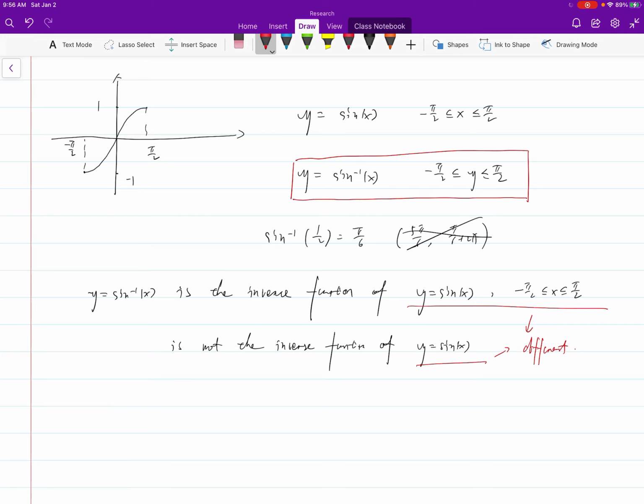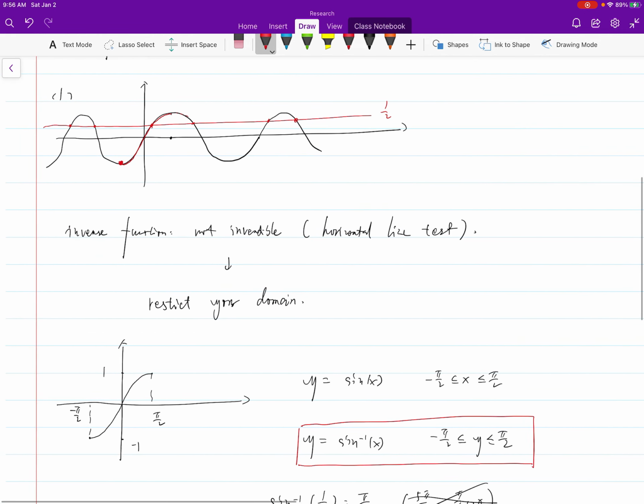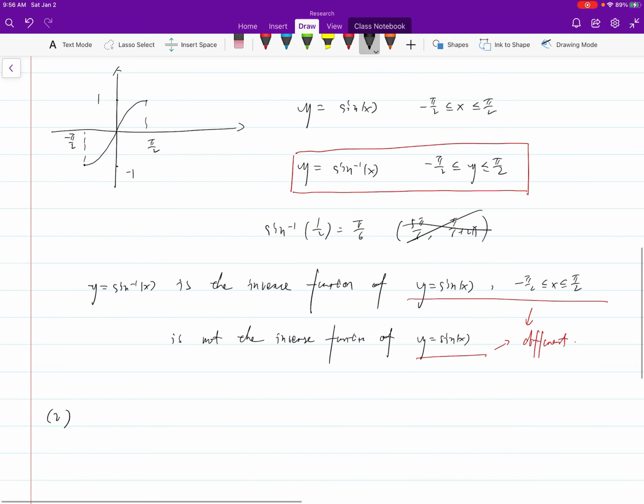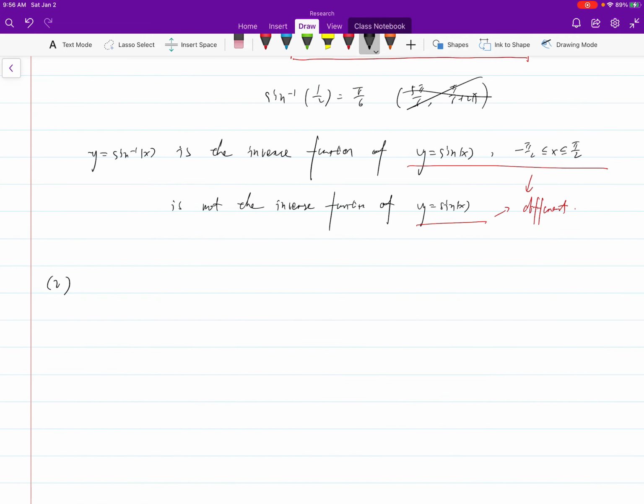So make sure that every time you write down y equals sine inverse x, you are not trying to find the inverse function of sine x. You are trying to find the inverse function of part of the sine x. All right. That's the first definition.